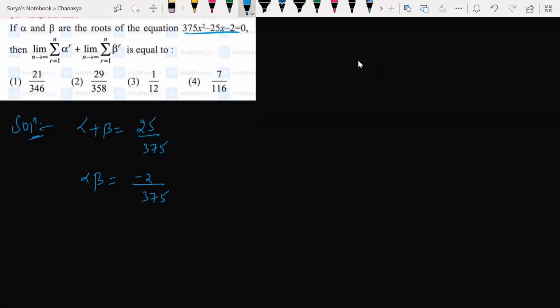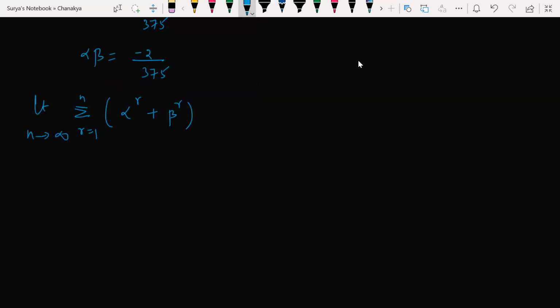He is asking the limit as n tends towards infinity, summation r is equal to 1 to n. Now everywhere, look at this, in both the terms I have this limit as n tends towards infinity, summation r is equal to 1 to n. So I can take that common. Now what am I left with? Alpha to the power of r plus beta to the power of r. This is what we just got here.